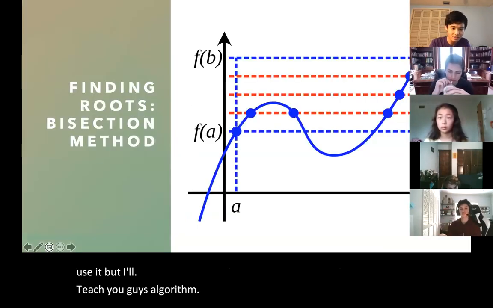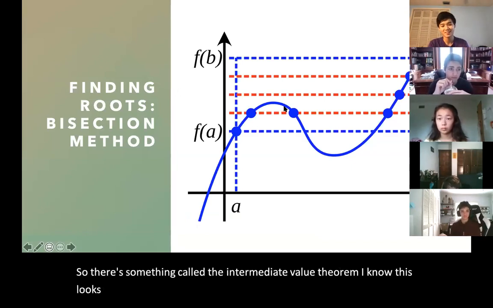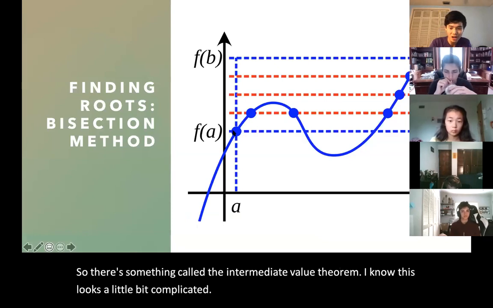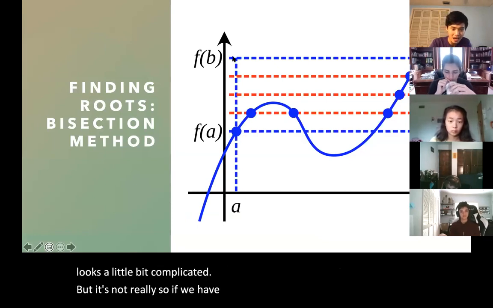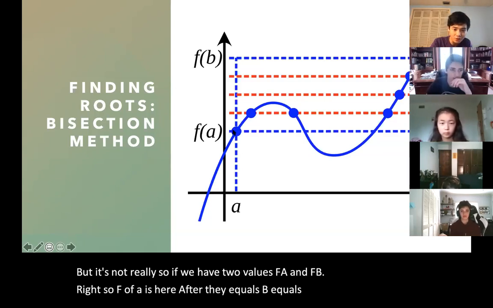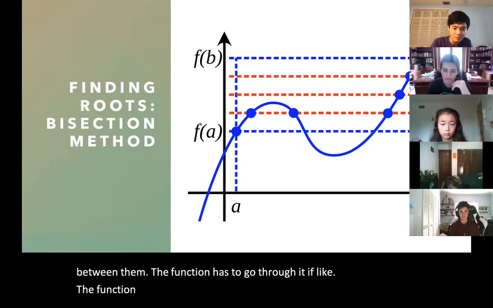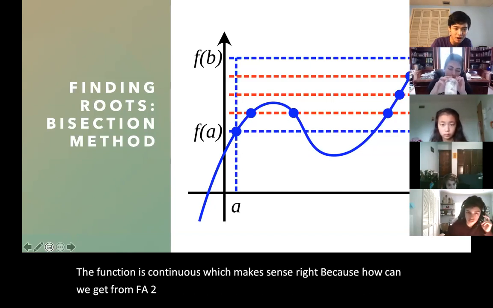There's something called the intermediate value theorem. I know this looks a little bit complicated, but it's not really. If we have two values, f of a and f of b, f of a is here and f of b is here. Every value in between them, the function has to go through if the function is continuous, which makes sense, right? Because how can we get from f of a to f of b if the function is continuous and we skip over some value?